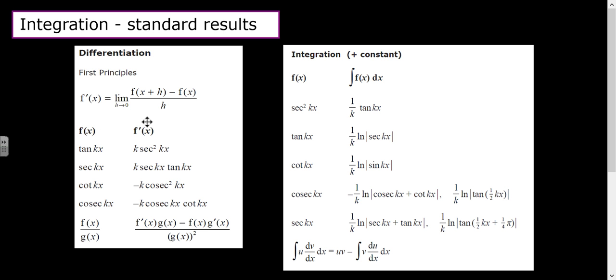We're given f of x and f dash x. So if we need to integrate something that looks like this in the f dash x column, it integrates back to the thing in the left-hand column. So that's one of the sections we need to use.